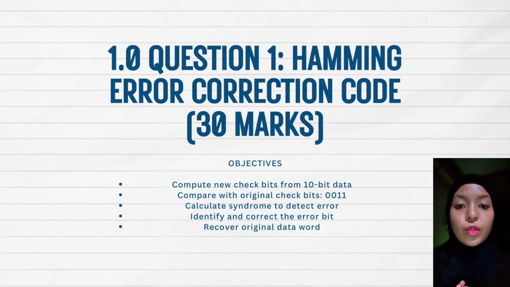In question 1, we are applying Hamming error correction code to identify and fix single-bit errors in binary data. Our objective is to compute new check bits from each given 10-bit data word, compare them with the original check bits, which are 0011, and use the result to determine if there's an error and where. Once the error is located, we flip the incorrect bit to recover the original correct code word.